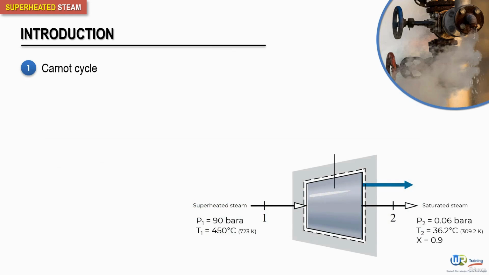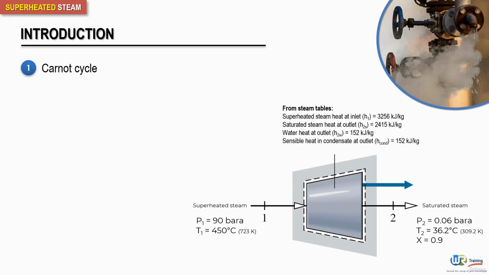Here, a turbine is supplied with superheated steam at 90 bar absolute and 450 degrees Celsius. The exhaust is a saturated steam at 0.06 bar absolute, a saturated temperature of 36.2 degrees Celsius, and 10% wet, so with a dryness fraction of 0.9. Now, the values which will be used for the temperature and energy content in these examples are from steam tables and are as follows.